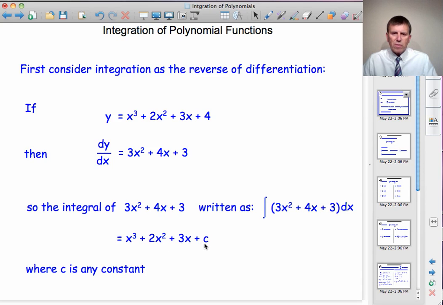But I haven't got plus 4. The problem is, when dy by dx is equal to this, I have no way of knowing what the original constant was. And so all we can do is put plus c. It may have been the original function x cubed plus 2x squared plus 3x plus 4, but equally well, the term on the end could have been plus 5 or plus 6. And so the best we can do at this stage is to put plus c, and we call that the constant of integration.